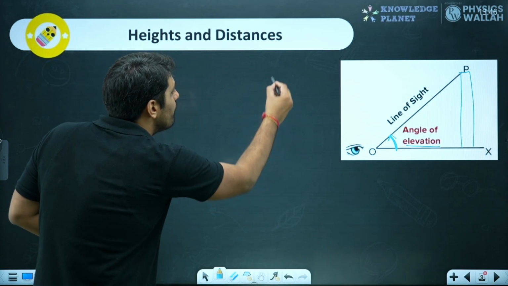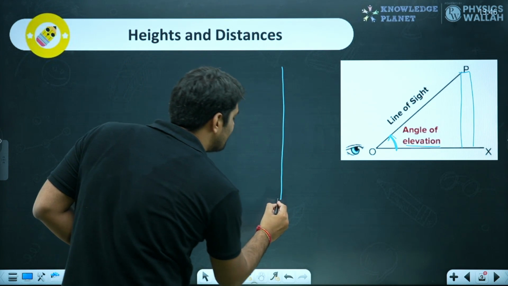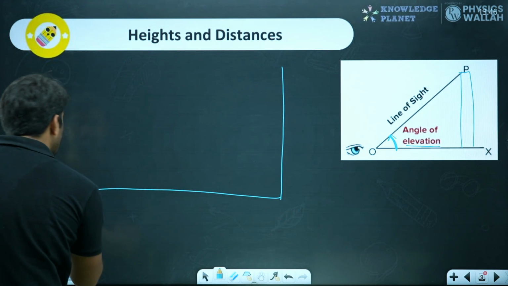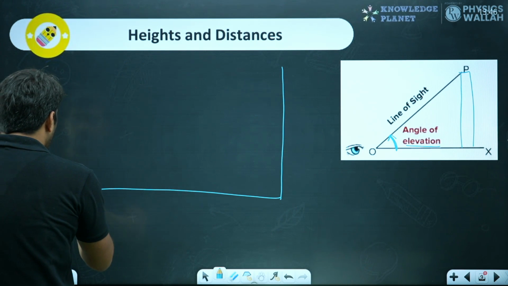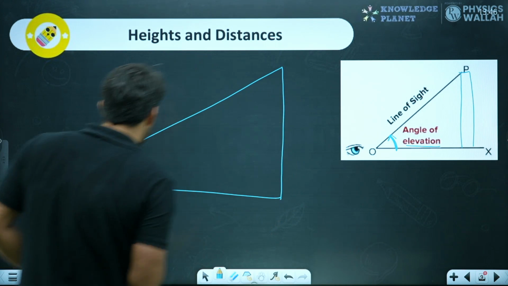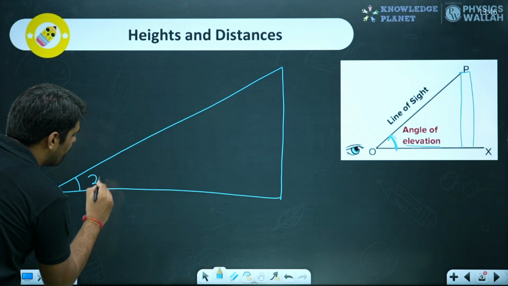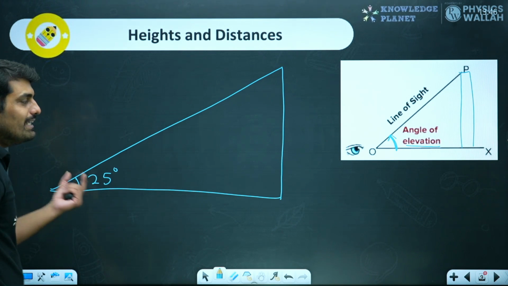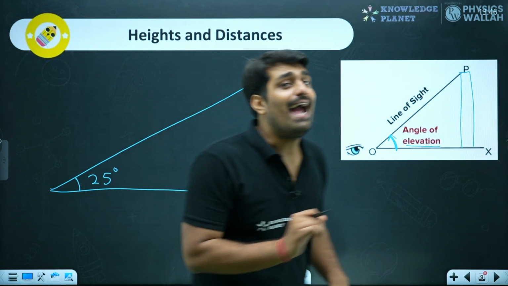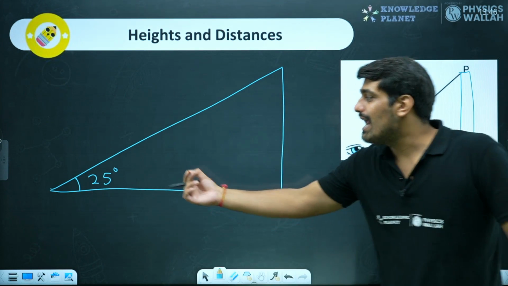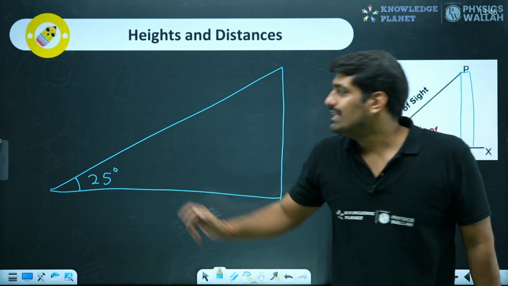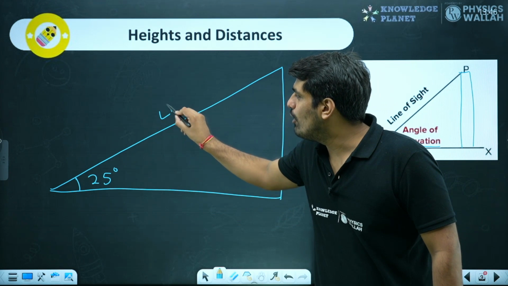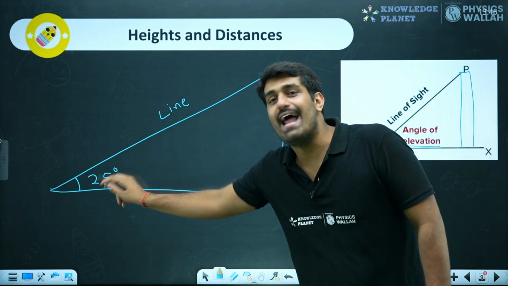Right now, if I am standing in front of a very tall building, but the distance between me and the building is very huge, in that case the angle would be very reduced, let's say 25 degrees. This 25 degrees over here is the angle of elevation. Now, this is our line of sight. This is our angle of elevation.